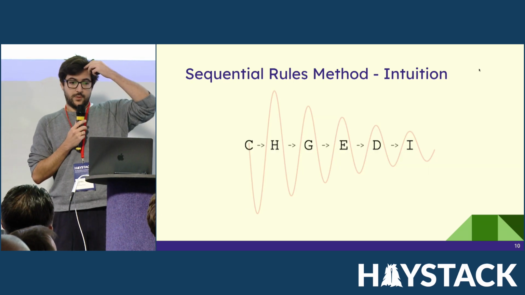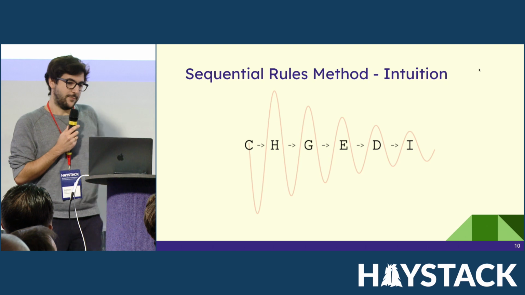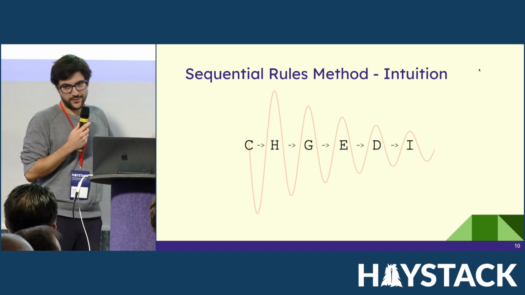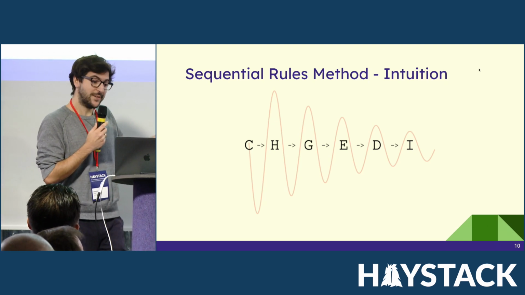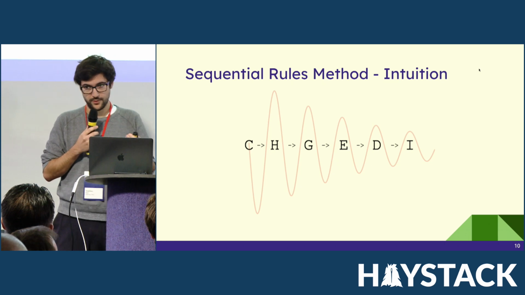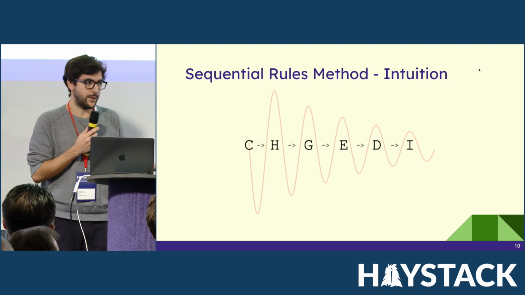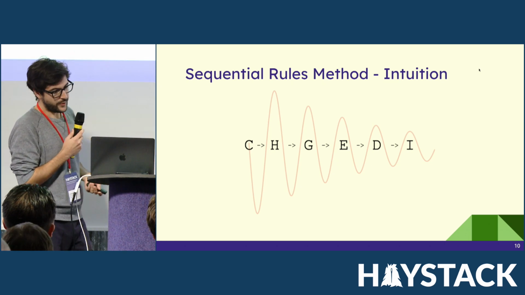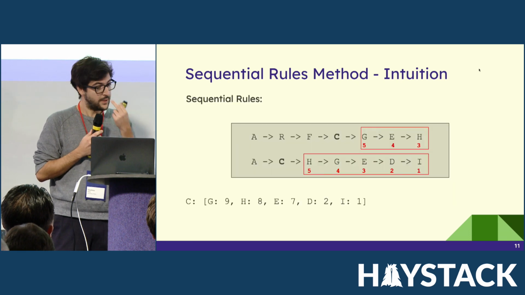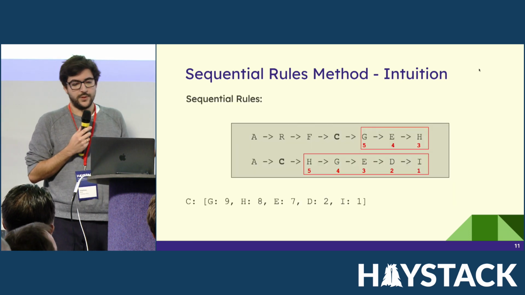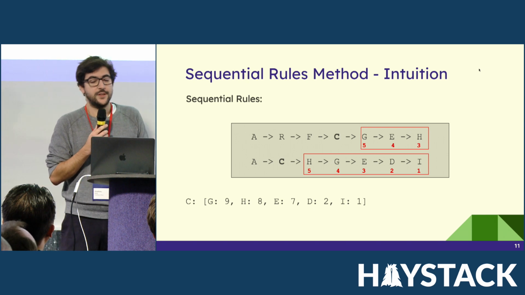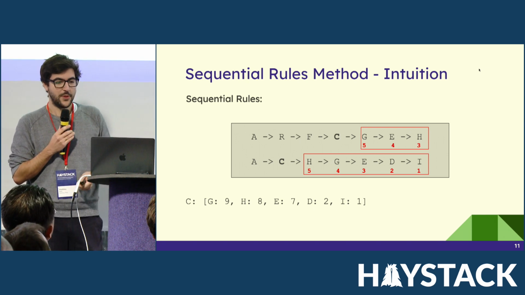So our intuition was this, basically in one graph: something that you do at instant T has a repercussion on what you're going to do after. And this repercussion is going to decay with time. So this is called sequential rules. It's a little bit of a mix of the two.